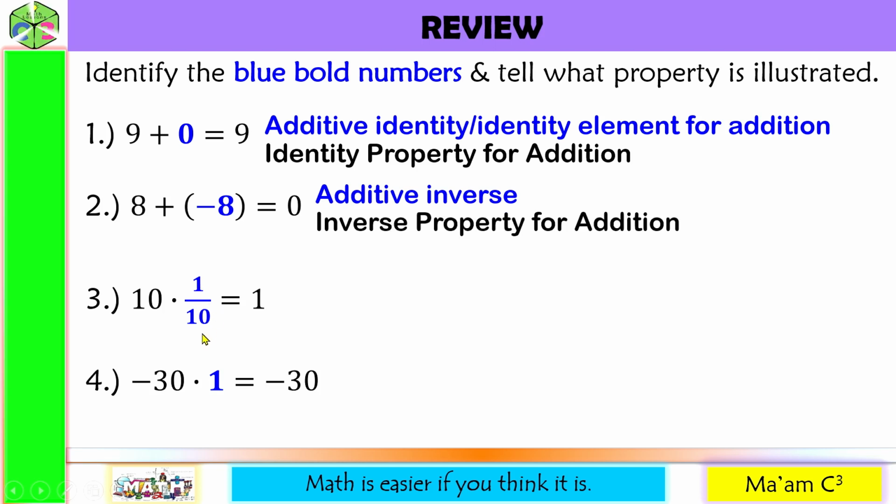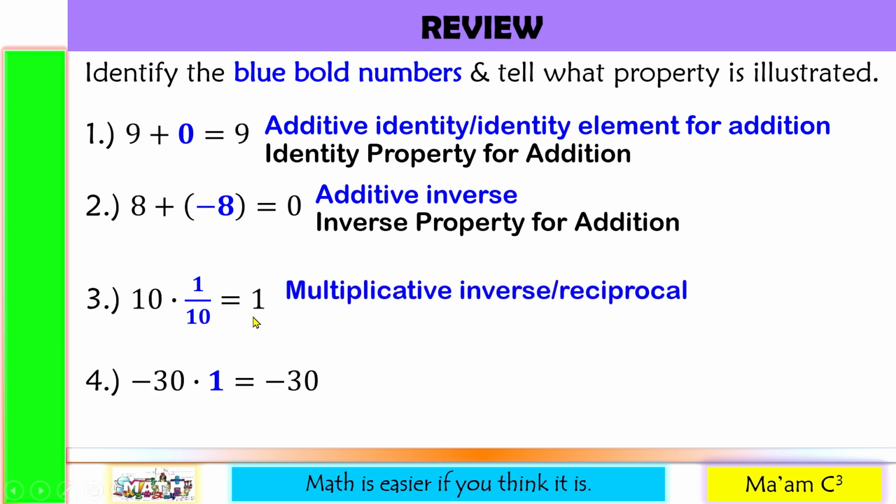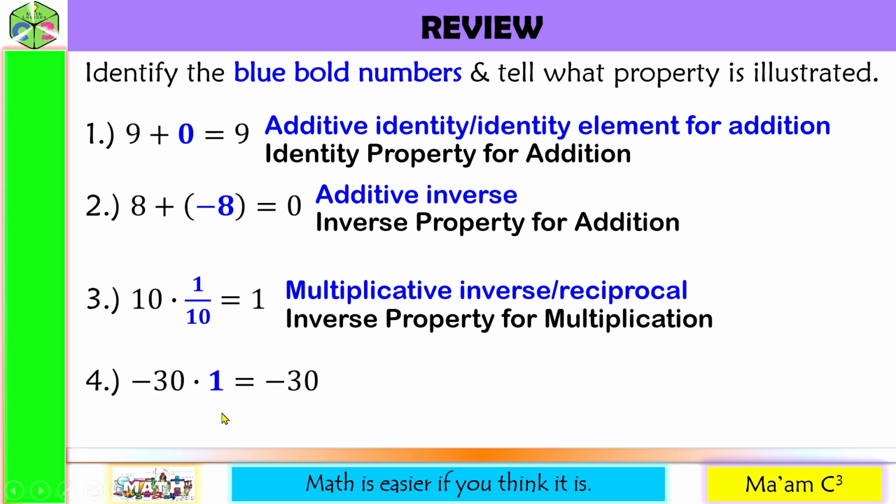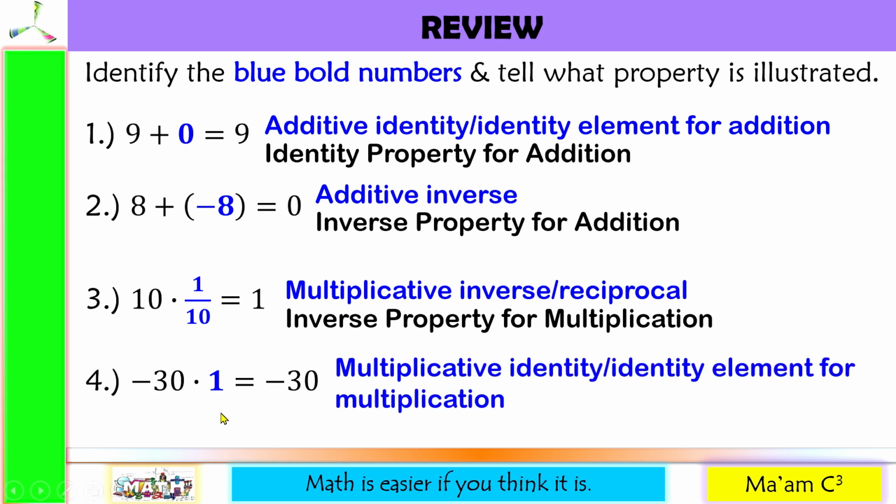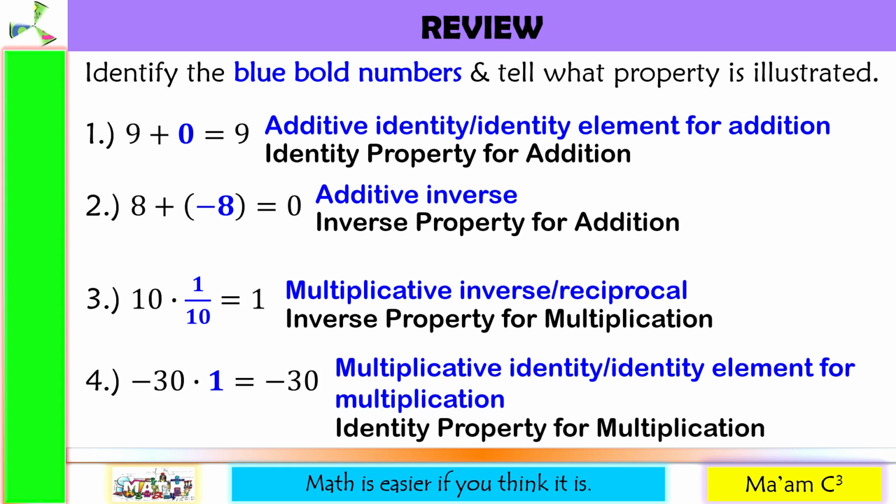1 over 10 here is what we call multiplicative inverse or reciprocal. 1 is the answer. And this property is inverse property for multiplication. 1 here is what we call multiplicative identity or identity element for multiplication. And the property illustrated here is identity property for multiplication.